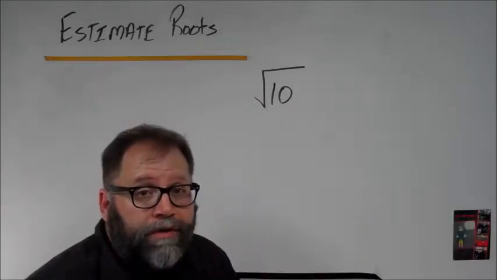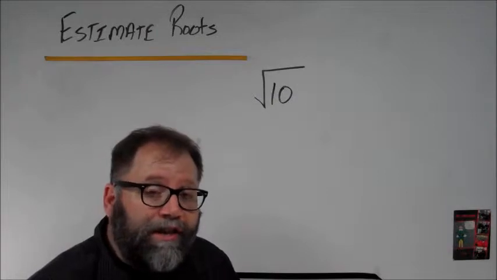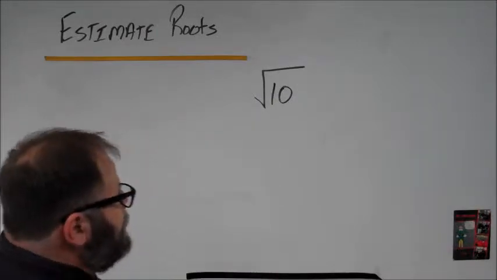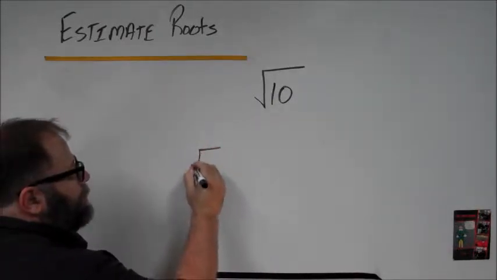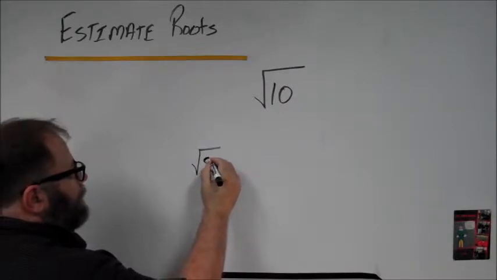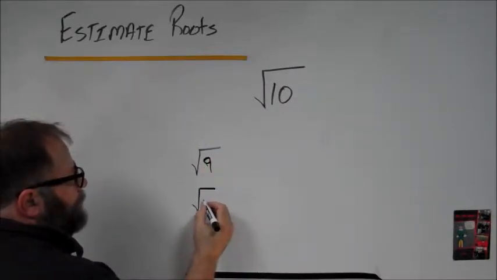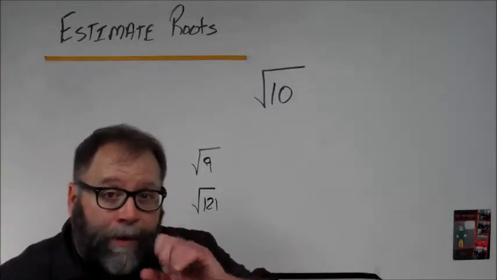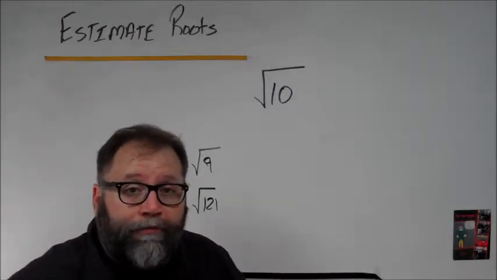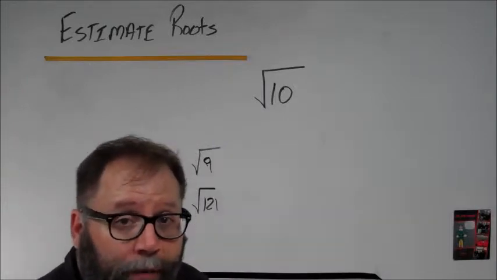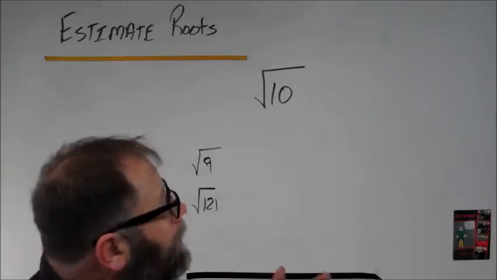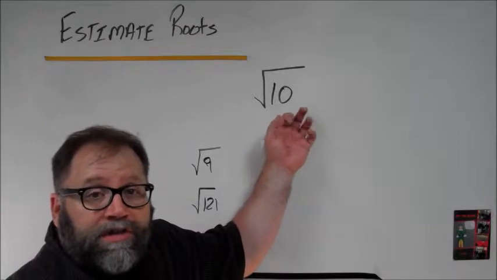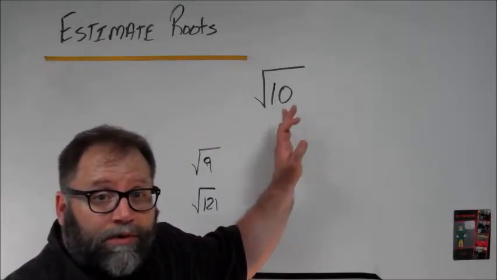Estimating roots. Now, roots don't just live with perfect squares. So it's not just the square root of 9 or the square root of 121. We can take the square root of any number because any number will have a factor that's equal to itself that we can multiply together to get that number. So if we're looking at estimating roots, let's try this with just estimating the square root of 10.